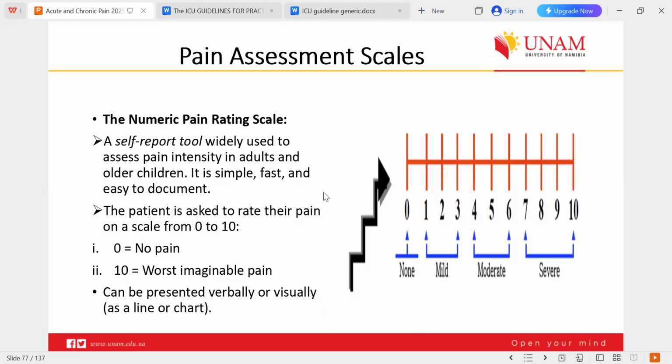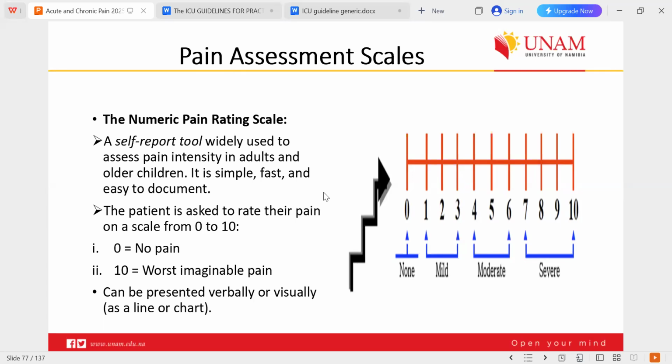So let's look at the one we're very familiar with, especially used in the post-op period. Okay, we have the numerical pain rating scale, NRS. You can see the figure on the right side. It's a self-report tool that's widely used to assess pain intensity in adults and older children. It is simple, fast, and easy to document.